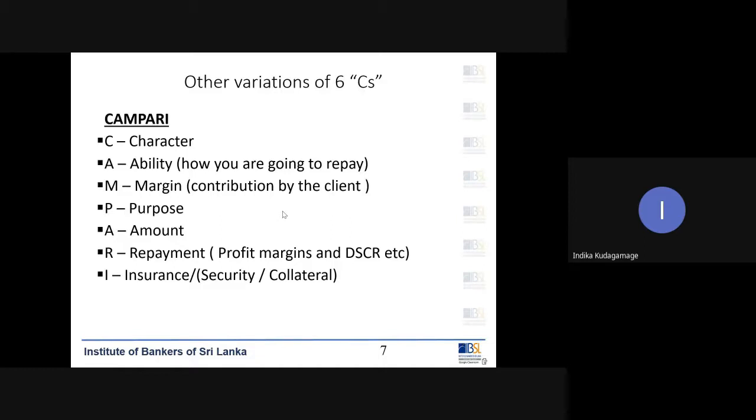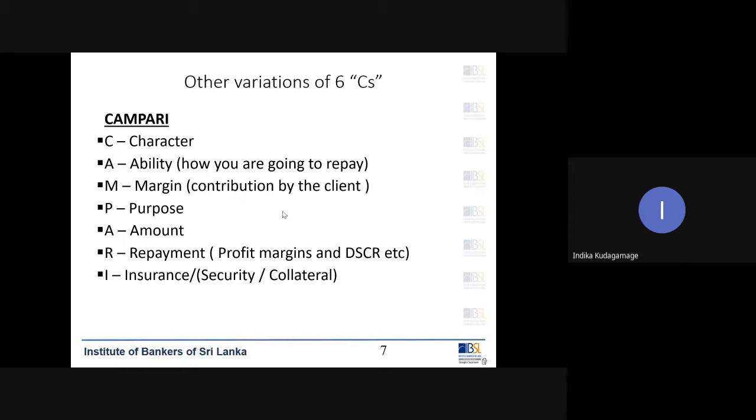Normally we give for consumption purpose and commercial purpose, but not for speculation, right? Getting a loan just to increase something and earn money and deposit. No, we don't do speculation. Purpose, then amount, how much, right? Then repayment.